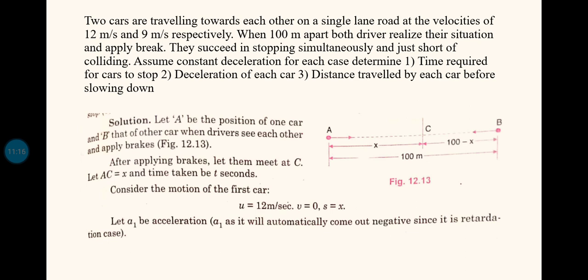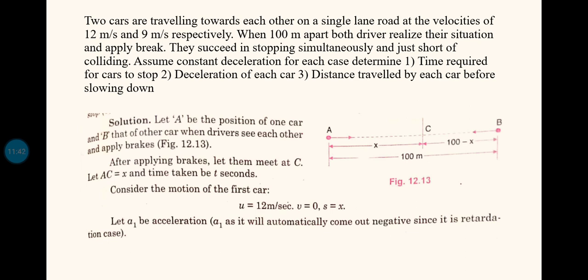So we want to find out, assuming constant deceleration for each car, the time required for the cars to stop, the deceleration of each car, and the distance traveled by each car before stopping. These are all quantities we want to find out. Now looking into the solution, let A be the position of one car and B the position of the second car when the drivers see each other. So the distance between A and B should be 100 meter. At that time only they realize.